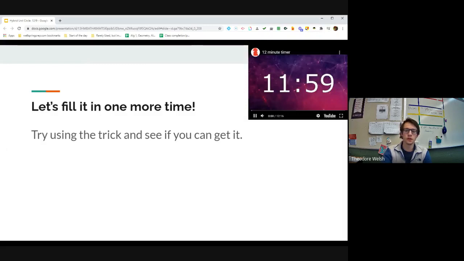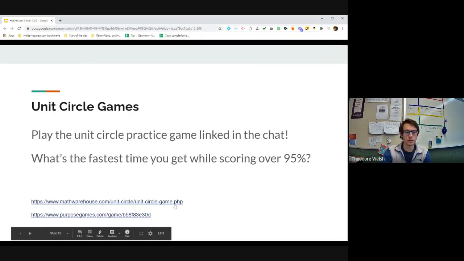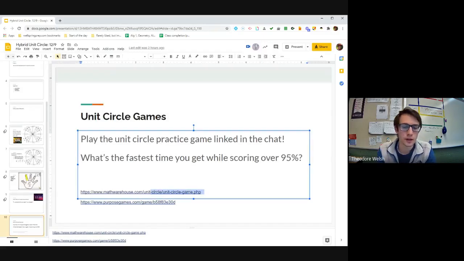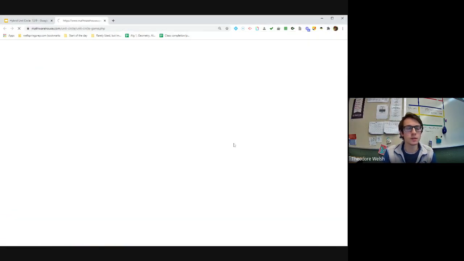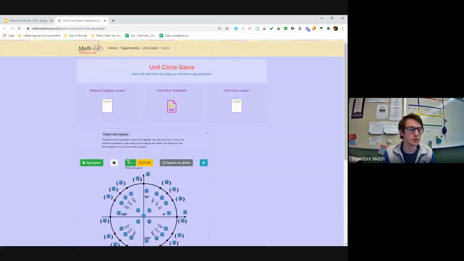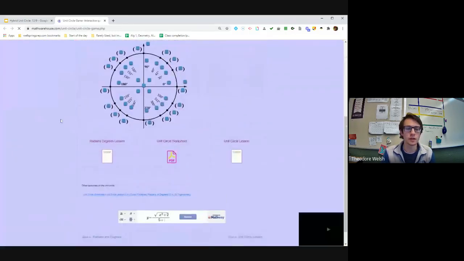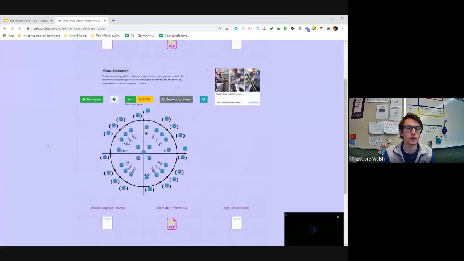We have about 8 minutes left. So what I'm going to do is post a couple of these unit circle practice games into our chat that we can try. This will be some good practice for identifying and remembering those key angles as well as terminal points. This first one I'll walk through briefly, just to show you what you're doing.